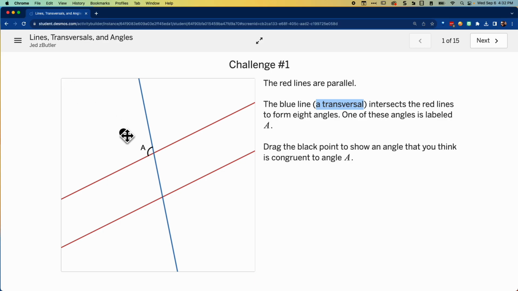One of these angles is labeled A, so here's A right there. Drag the black point to show an angle that you think is congruent to angle A. So that one looks like it's congruent. I don't know if any of these other angles down here are congruent, but this one right here, for sure, I think is congruent. Let's see what else we can do with this information.